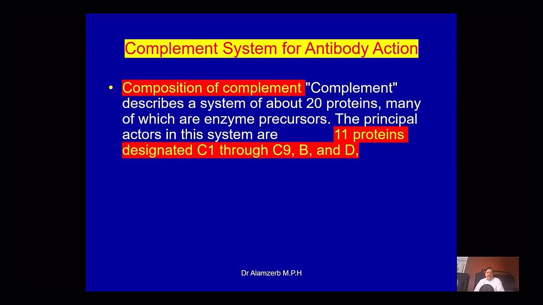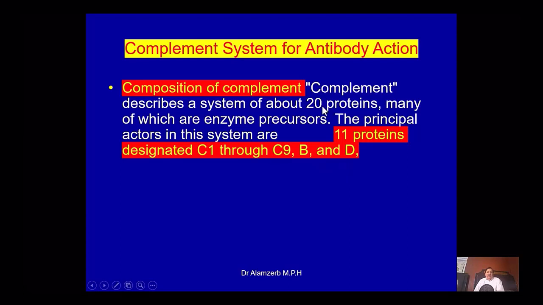Complement describes a system of about 20 proteins, many of which are enzyme precursors. Enzyme precursor means that when activated, they become active enzymes, and precursor means they are in inactive form. The principal actors in this system are 11 proteins designated C1 through C9, B and D. C1 to C9 are given numerical names, and B and D are given alphabetic names.